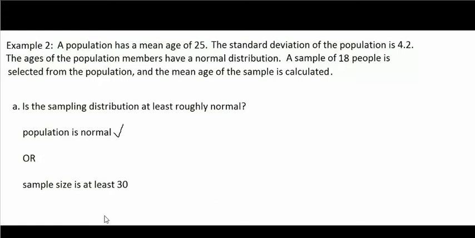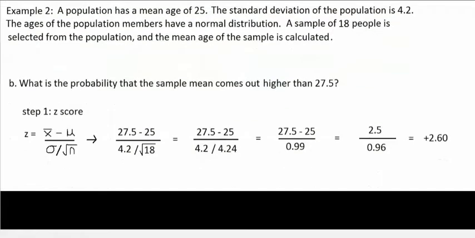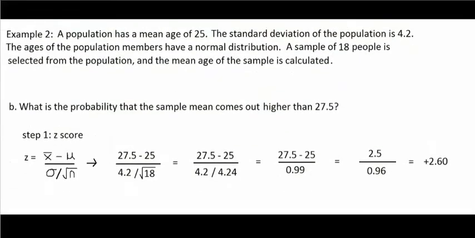Now, is the sample 30 or more? Well, no, it's only 18, so this doesn't check off. But remember, just one or the other has to check off, not both. So since we got one check mark, we can move ahead. The answer to part A is yes. Now in part B, we want to know the probability that the sample mean comes out higher than 27.5.